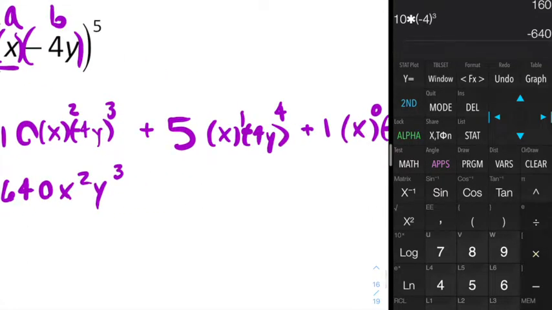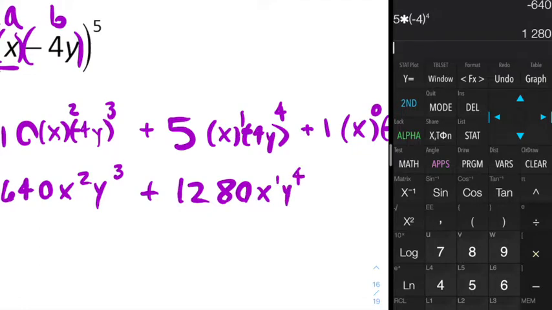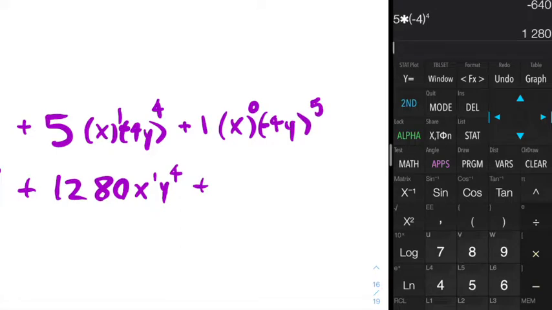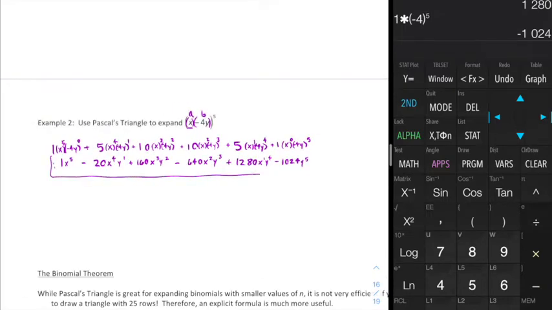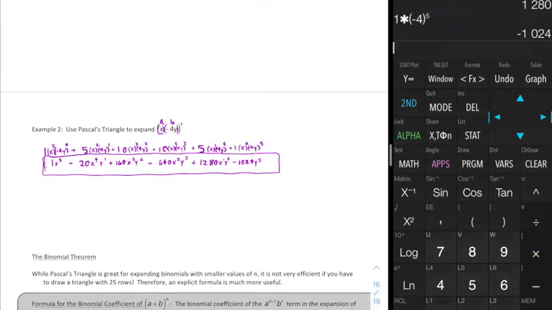Just kind of rinsing and repeating here. This would be 5 times -4 and then raised to 4, 1280. And then x to the 1st, y to the 4th. And then finally our last term right here. This one I think will be a minus here. Yeah, because this is basically 1 times -4 and then raised to 5 right there. So minus 1024. There's no power of x, but there's a y to the 5th. That will be your 5th row right there. So that one's got the negative, so be kind of careful there when you get the negatives going.